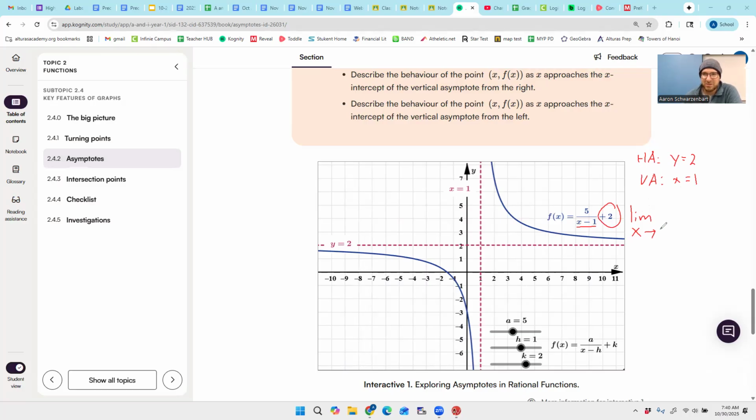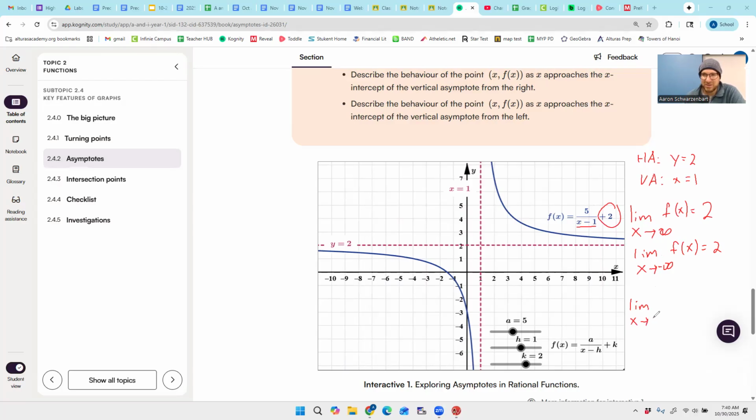Limit as x approaches infinity. And this function is called f of x. You could write the 5 over x minus 1 plus 2 in there, but you can just use f of x if you want. It goes to 2. Limit as x approaches negative infinity of f of x equals 2. Those are my two end behaviors in limit notation.